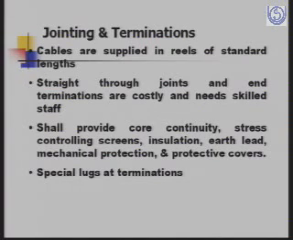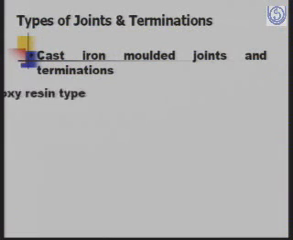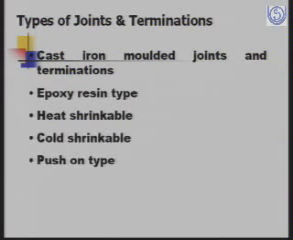The jointings and terminations. The cables are supplied in reels of standard lengths. The straight through joints and end terminations are costly and need skilled staff. Special lugs and terminations are required for using cables. The types of terminations available are cast iron molded joints and terminations, epoxy resin type terminations, heat shrinkable type terminations, cold shrinkable type, and push-on type. The cast iron molded joints and terminations are no longer being used, and now we use the epoxy resin, heat shrinkable, cold shrinkable, and push-on type terminations for the cables.